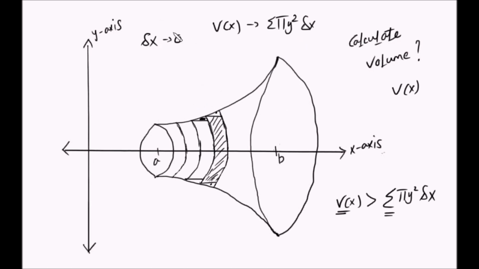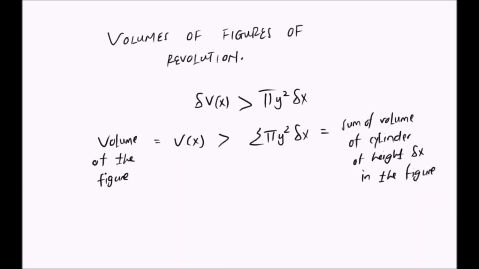What does this mean now? This means that the total volume of the figure is just equal to the limit of the sum of the volume of cylinders as delta x approaches 0. So here is where we are. We have seen that the volume of the figure of revolution is equal to the limit of the sum of the volume of those cylinders of height delta x formed after revolving the rectangles, as delta x approaches 0.